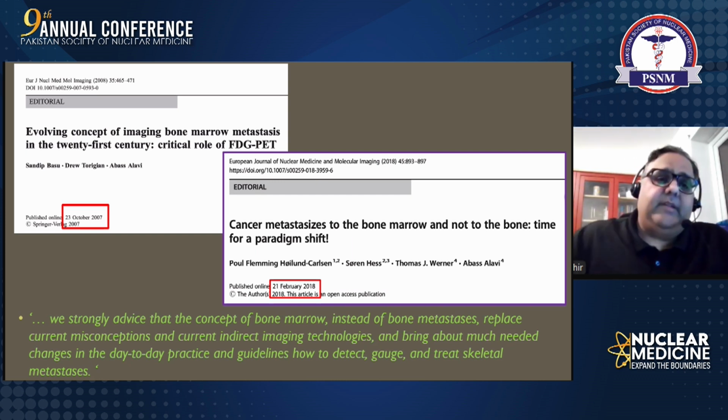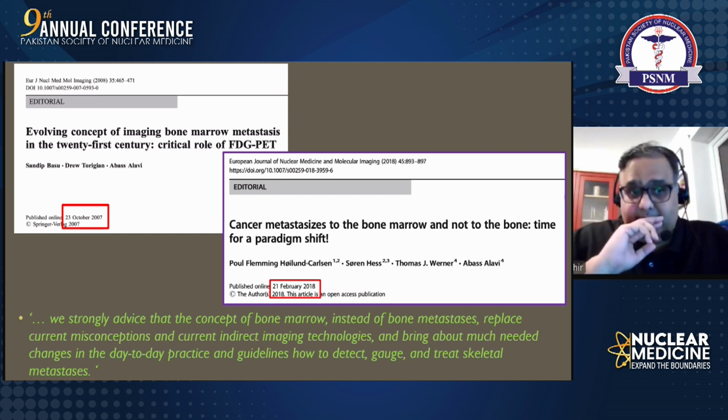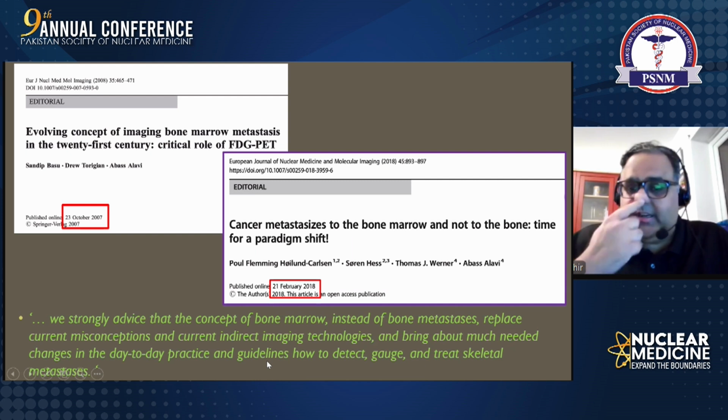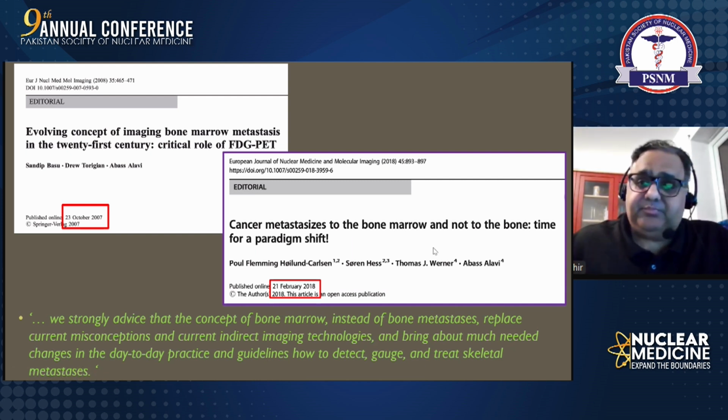So as a response to that, Dr. Alavi and his team wrote these two editorials trying to emphasize that it's not fair to compare an MDP tracer with FDG, because FDG is showing metastasis in the marrow, where the actual metastasis is, while the MDP is picking up the secondary reaction to the metastatic lesion inside the bone. So we strongly advise that the concept of bone marrow metastasis instead of bone metastasis should be highlighted once you have FDG and more specific tracers in your hand.